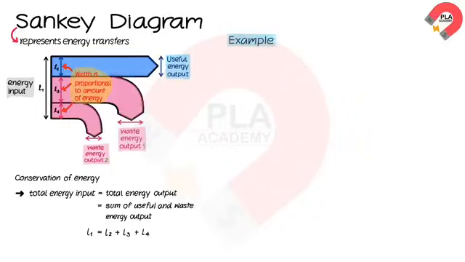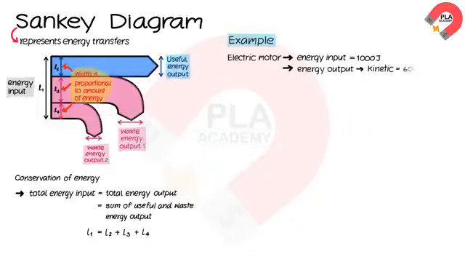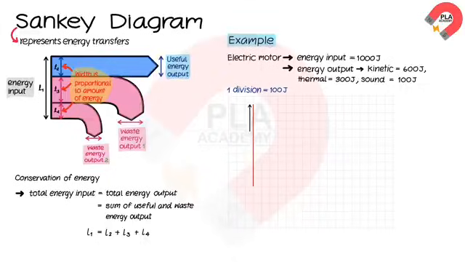For example, let's draw a Sankey diagram for the electric motor where the electrical energy input is 1000 joules. The energy output is kinetic energy of 600 joules, thermal energy of 300 joules, and sound energy of 100 joules. We will set up the scale, where one division represents 100 joules. The width of the energy input arrow will be 10 divisions, equivalent to 1000 joules.